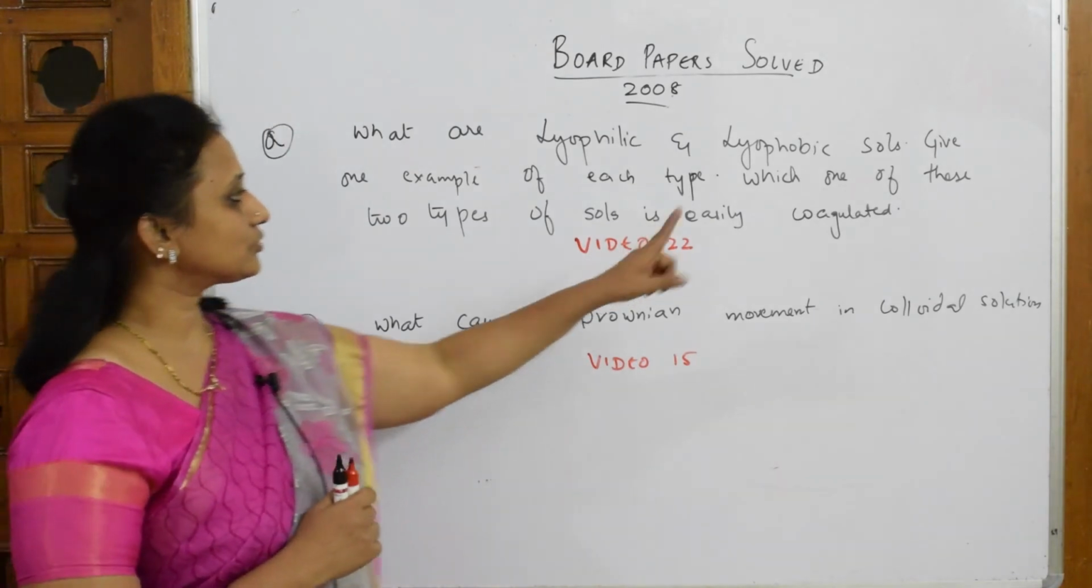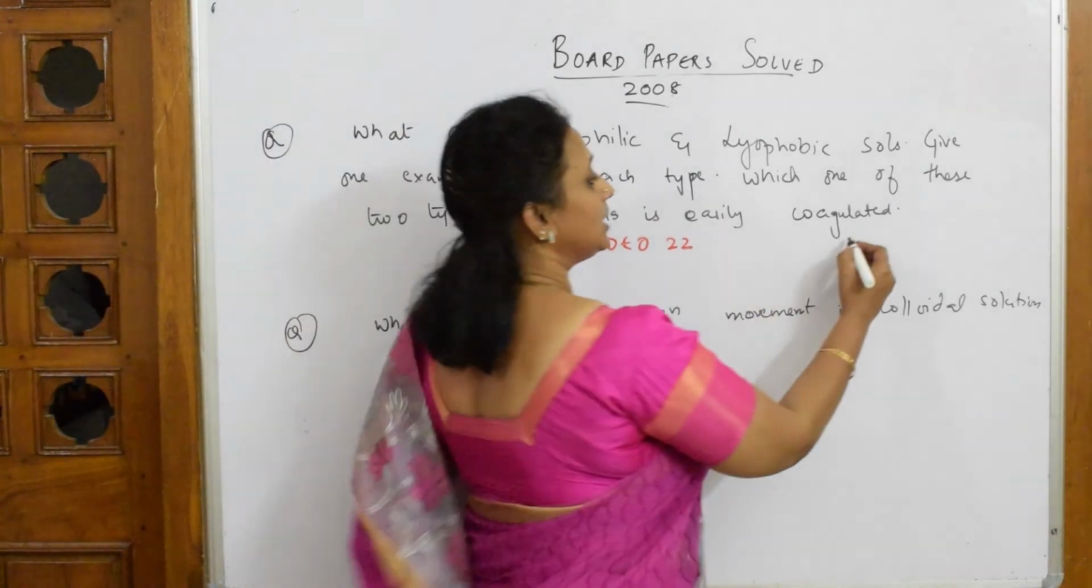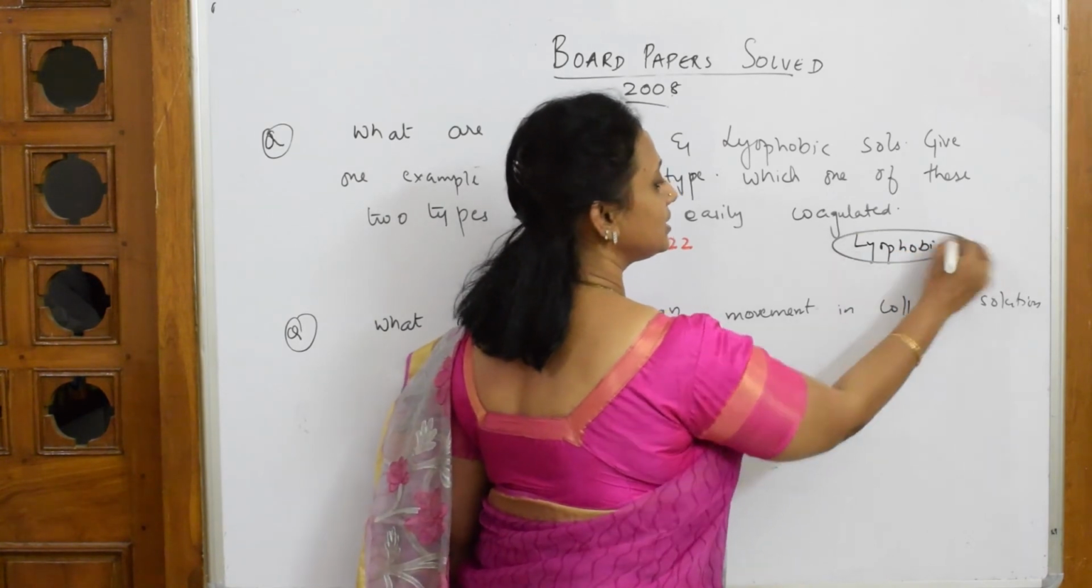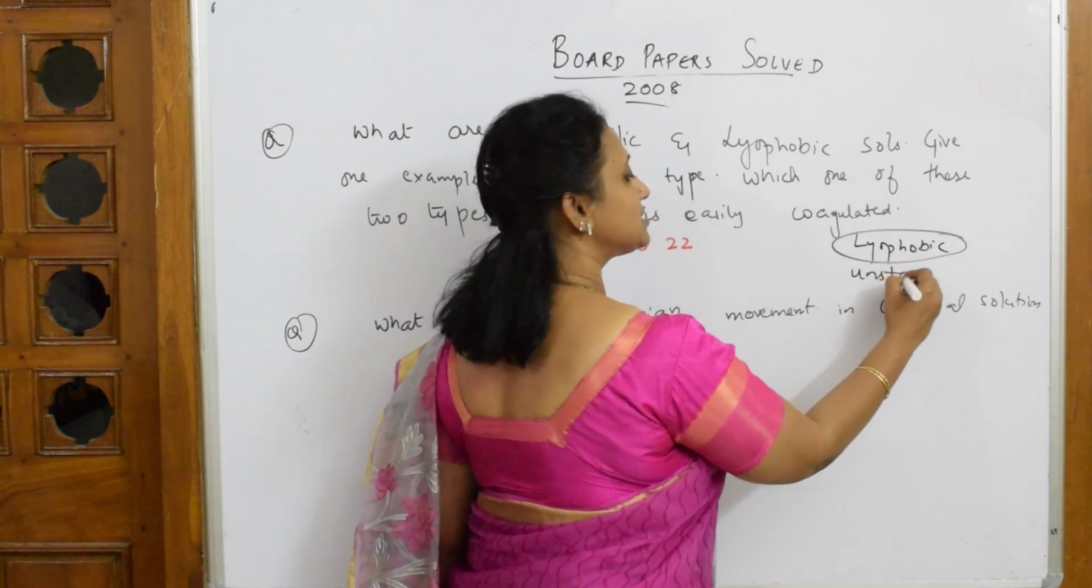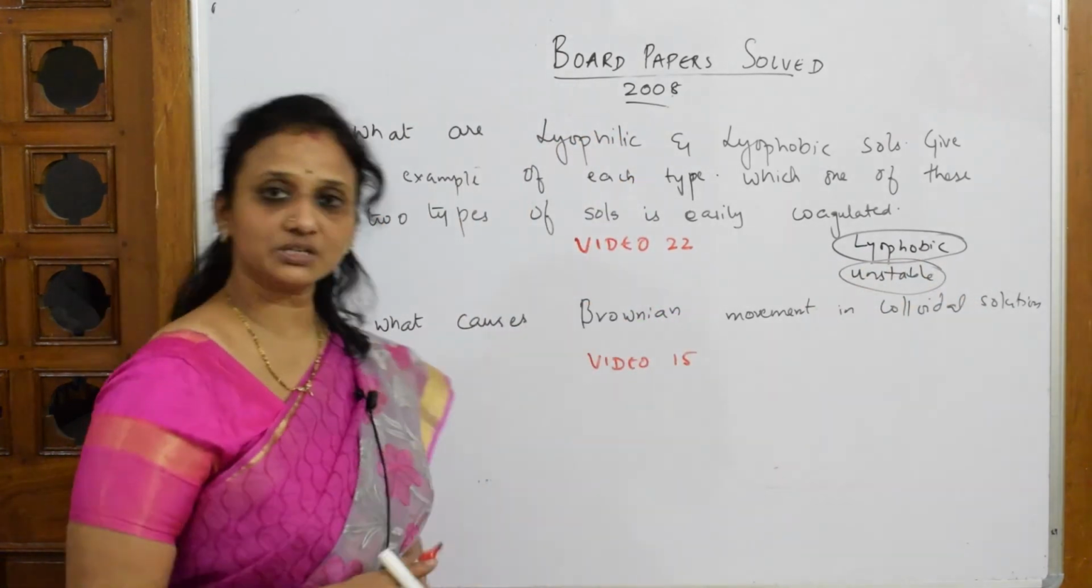So what do they ask? Which of the two types of salts are easily coagulated? So the answer would be lyophobic. Why? Because it is unstable. That's it. You're going to write your answer like that. So what's that video? Video number 22.